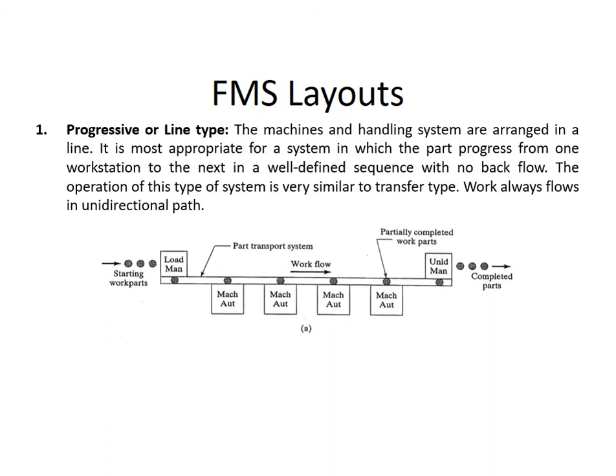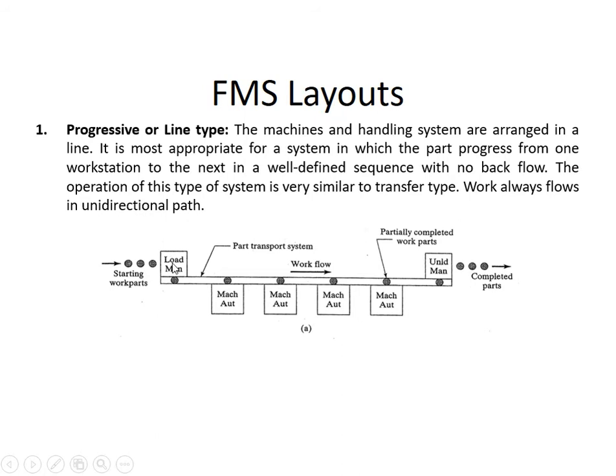So these are the types of flexible manufacturing layouts. As in the diagram, you can see this is the line type. Starting from the point over here, the man will be loading here, and here is the machine automation and the second machine automation. Then the workflow, this is the part transport system. This can be an AGV or belt conveyor, or else a chain, depending on the requirement. You can choose this particular part transport system. And here you can see the partially completed work part, and unloading will happen here.